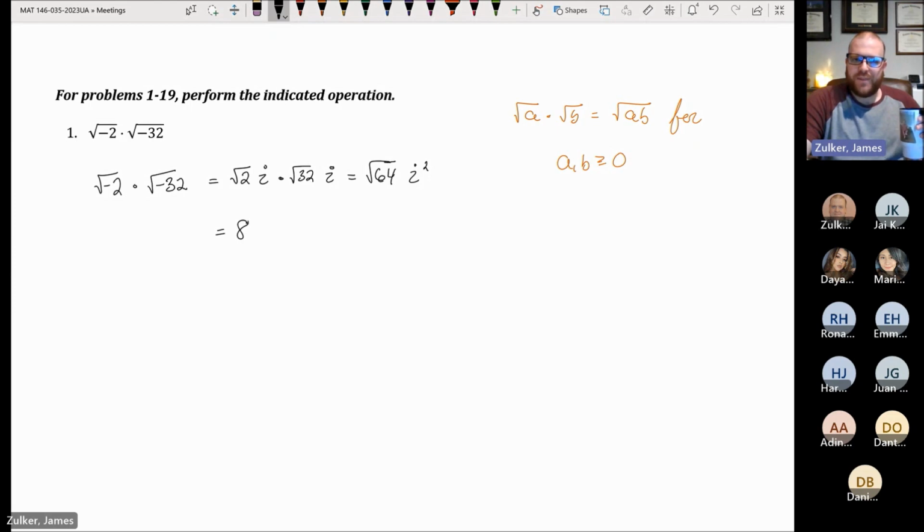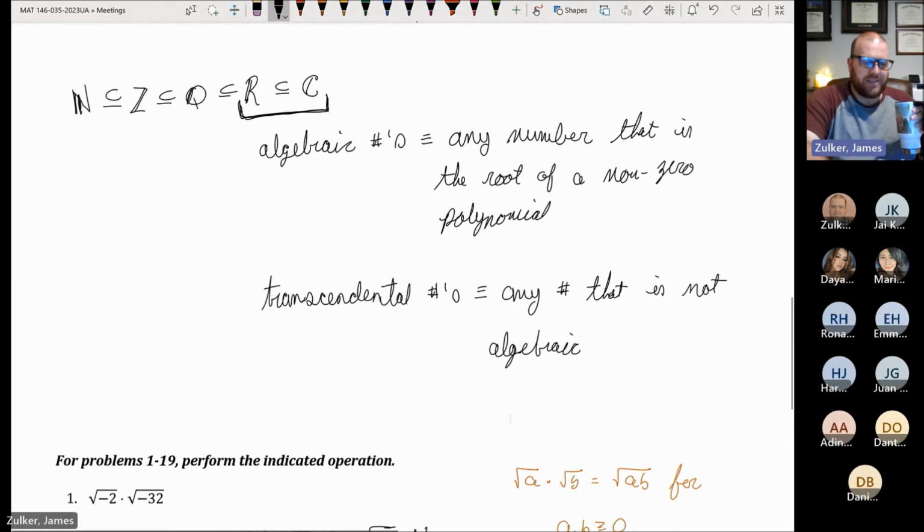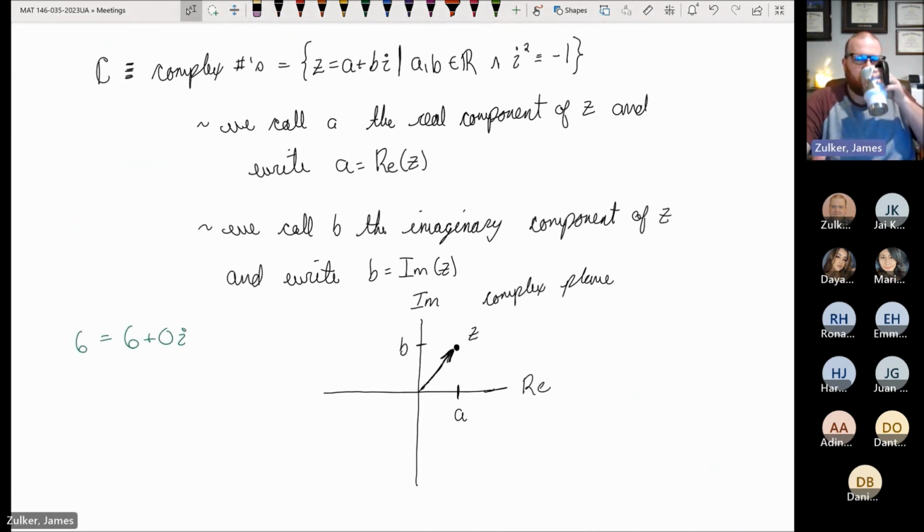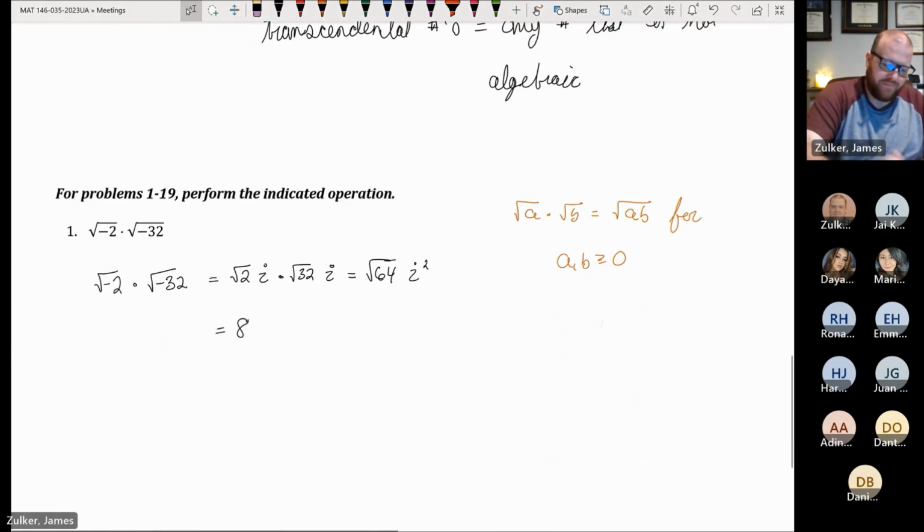Now, i squared does simplify. So look back at the definition of the complex numbers. It's -1. This product is -8.